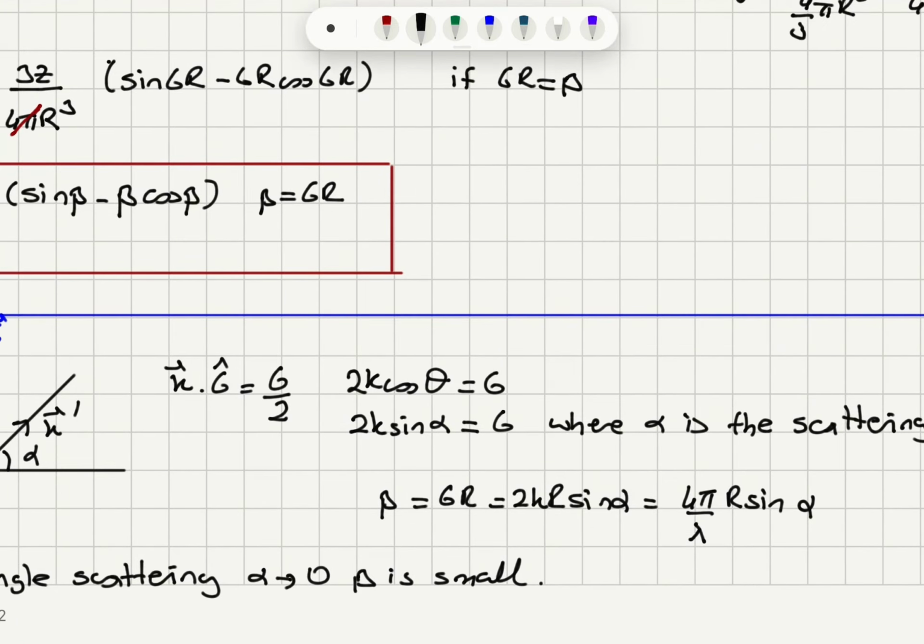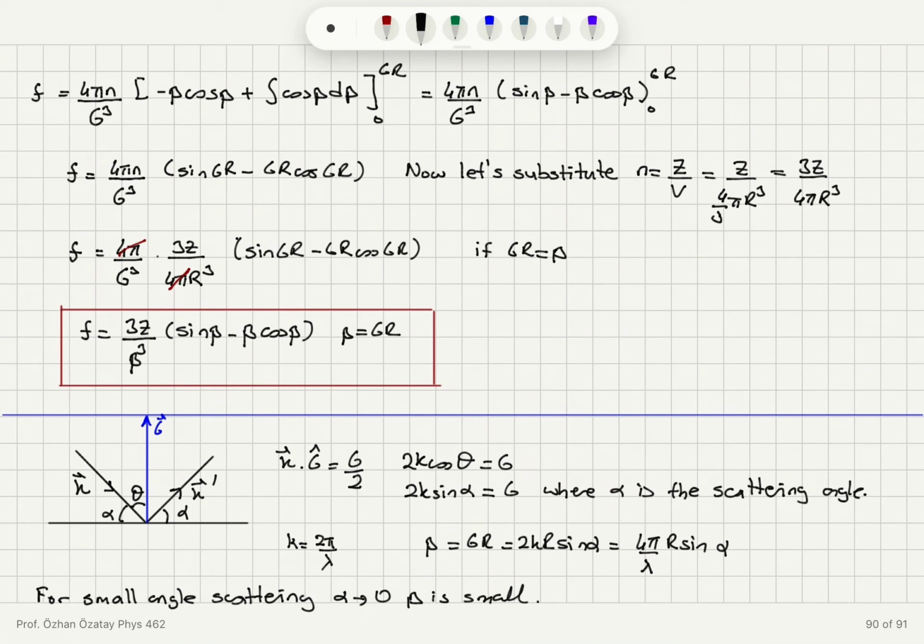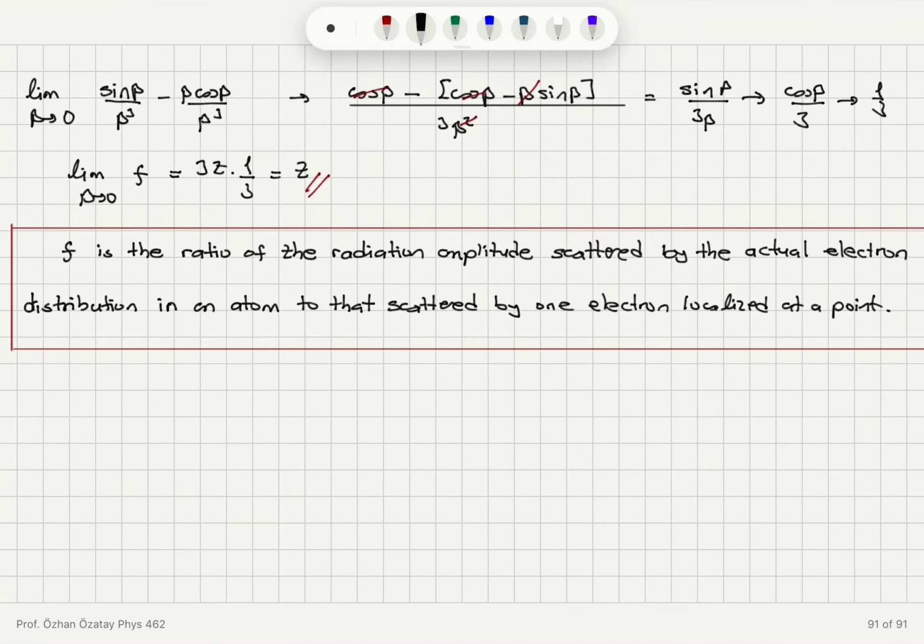And with that, beta equals g times r can be written as 2kr sine alpha. And since k is the wave number, it's 2 pi divided by the wavelength, 2 pi over lambda, we have 4 pi over lambda r sine alpha equals beta. Now for small angle scattering, we would have alpha goes to 0, beta is very small, because we have sine alpha here in the beta term.